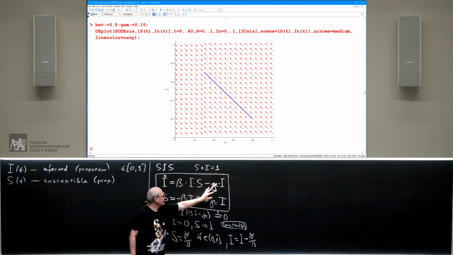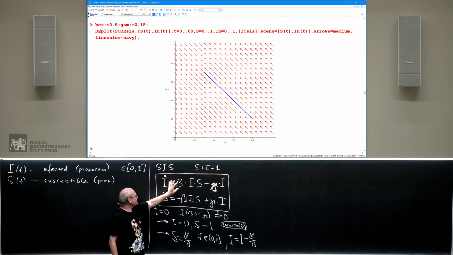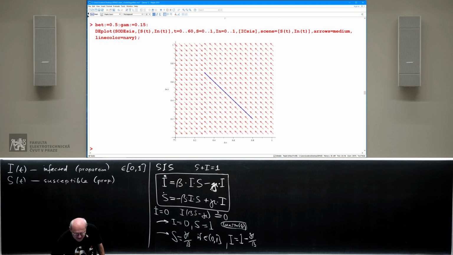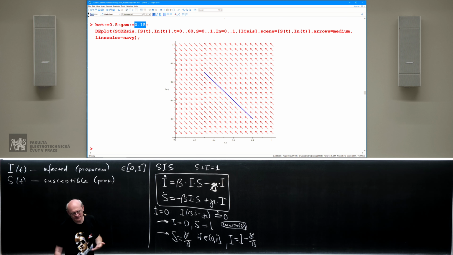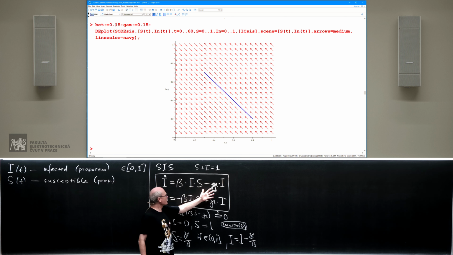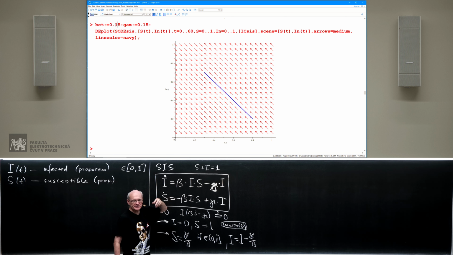So I'm going to keep gamma and change beta a little bit. Now remember, beta is the probability that when two people meet, they will transmit the disease. So beta in this experiment that I have is 0.5, and gamma is 0.15. So the chances of transmission are higher than the chances of getting healthy again, in a way. That's interpretation. Let me try to change beta to 0.15, and let's see how it changes the dynamics of the disease. So now the probability of getting healthy is much strengthened compared to probability of contracting the disease.